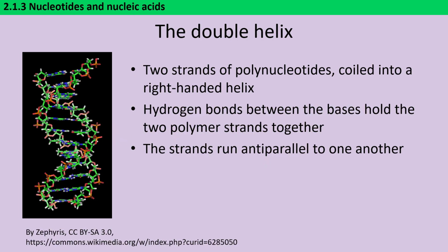As you know, DNA has a double helix structure. It's made of 2 strands of polynucleotides, in other words, polymers made from nucleotides, that are coiled into a right-handed helix. The 2 strands are held together by hydrogen bonds between the complementary base pairs, and the strands run anti-parallel to one another. So what that means is that if this strand is running from 5' down to 3', then the other strand will be running from 5' up to 3' in the opposite direction.